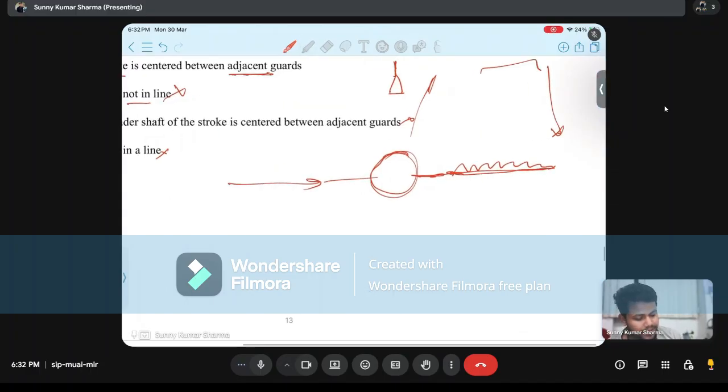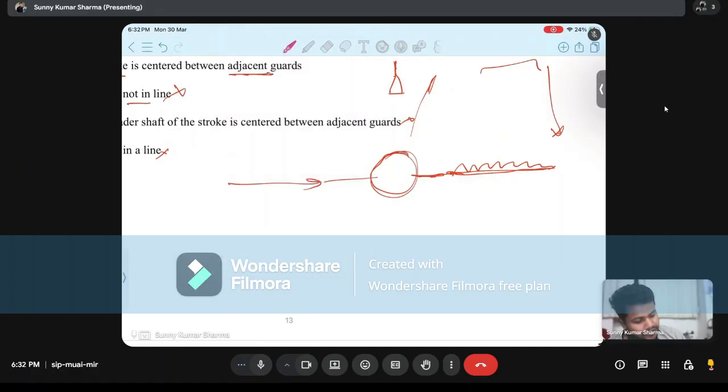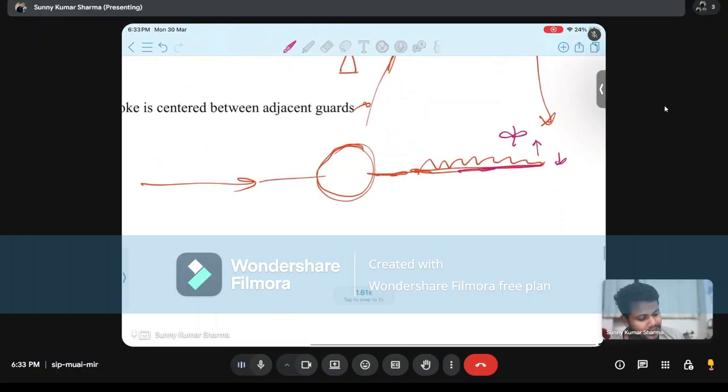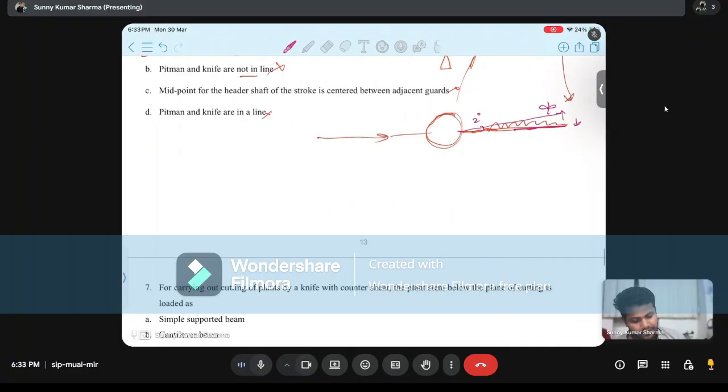To keep it in a straight line while cutting, what is generally done? A lead of 2 degrees is given. When the plant is here and this cuts it, the cutter bar will move backward. So to compensate for that backward movement, a forward lead of 2 degrees is given so that while cutting there will be proper alignment.